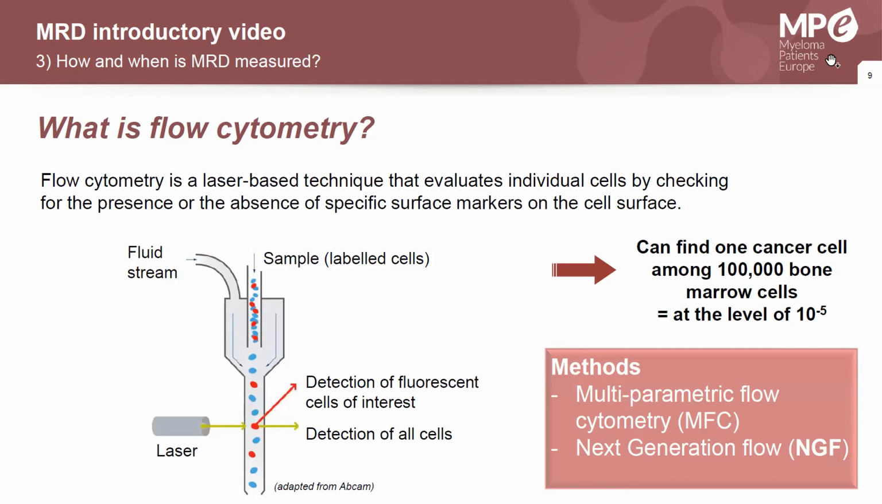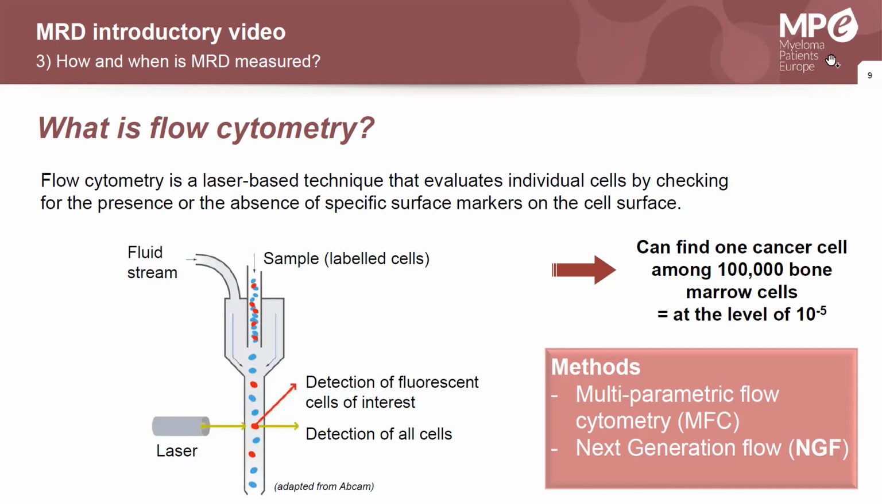It's a laser-based technique that evaluates individual cells by checking for the presence or the absence of specific surface markers on the cell surface. In the context of myeloma, a bone marrow sample is treated with special antibodies, which are linked to fluorescent markers that stick only on the cells that have a specific protein known as an antigen on them. Cells then flow past beams of laser light in a focused fluid stream, where myeloma cells, which are not fluorescent, are detected by the laser and counted automatically.